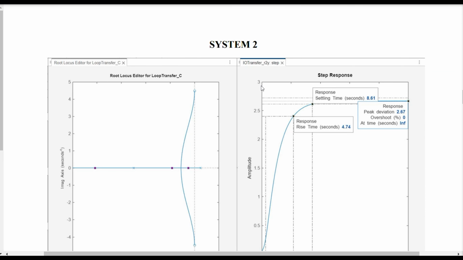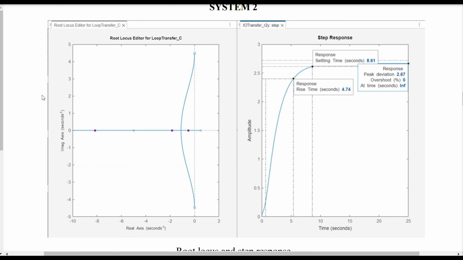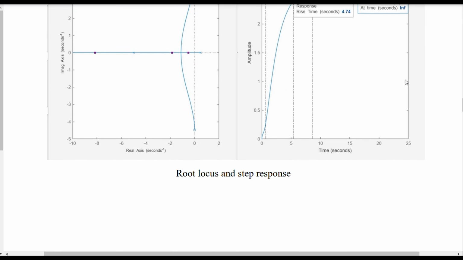So we move to system 2. As we can see, the left side is the root locus for system 2, and the right side is the response for system 2. We can see here the rise time for system 2 is 4.74, the settling time is 8.61, and there is no overshoot.